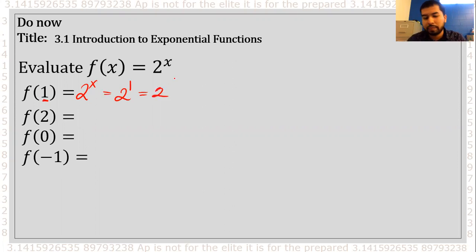So just 2. Okay, the next one, we see that the function remains the same, and we're substituting a 2 for our x. So now I got 2 to the second, which should give us 4. The next one, when we have 2 raised to the 0, that is equal to 1. That is a property.